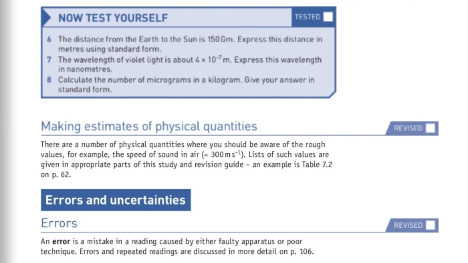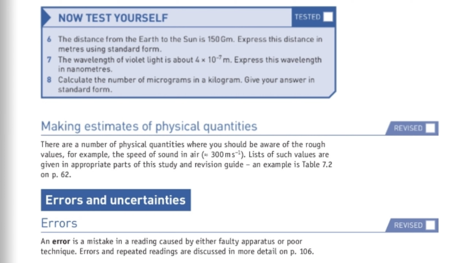Making estimates of physical quantities. There are a number of physical quantities where you should be aware of the rough values. For example, the speed of sound in air equals 300 meters per second. Lists of such values are given in appropriate parts of the study and revision guide. An example is Table 7.2 on page 62.